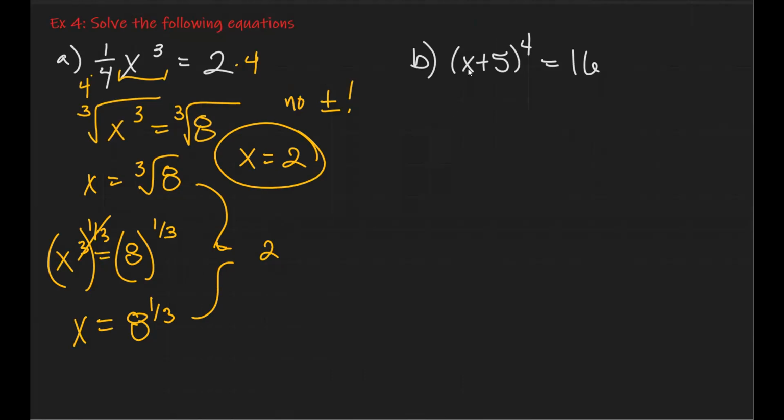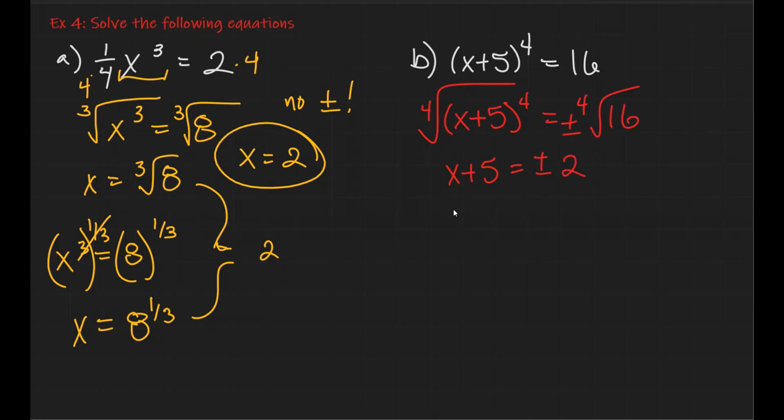We have x plus 5 to the 4th power equals 16. So we'll need to take the 4th root of both sides to get rid of that 4th power on the left. 4th root of 16. 4 is even, so I need a plus minus in front. So x plus 5 is equal to plus minus, what is the 4th root of 16? What times itself 4 times gives us 16? That's good old 2.